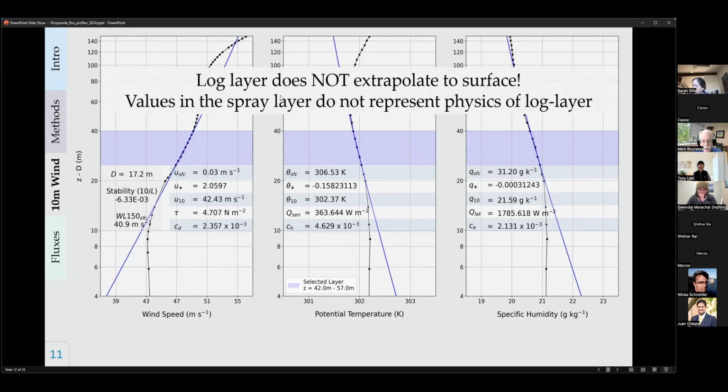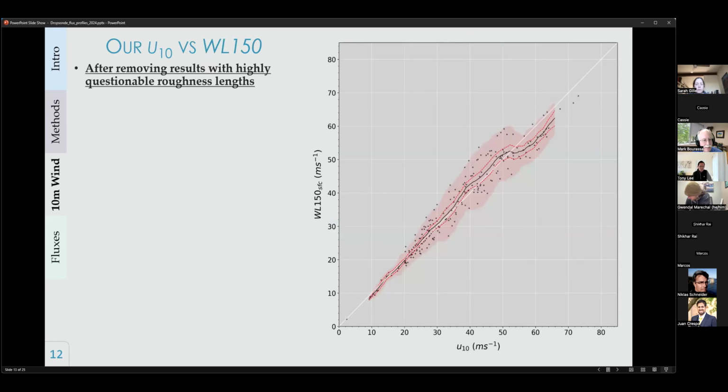One of the take-home lessons: the log layer does not extrapolate to the surface. It extrapolates to the top of the displacement height, which is often at higher winds a spray layer. So we have to exclude a lot of data from near the surface to get what we would normally consider a near-surface profile of winds. So that's a very different regime.